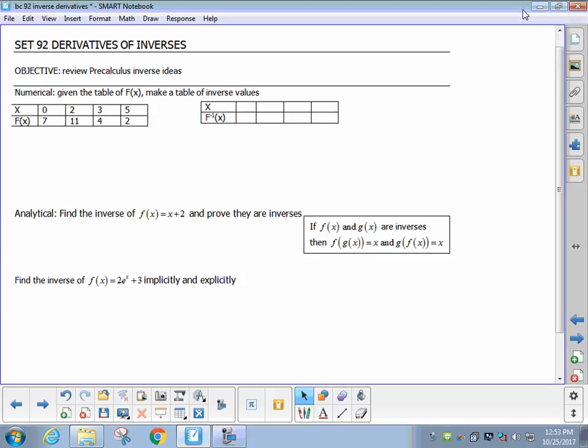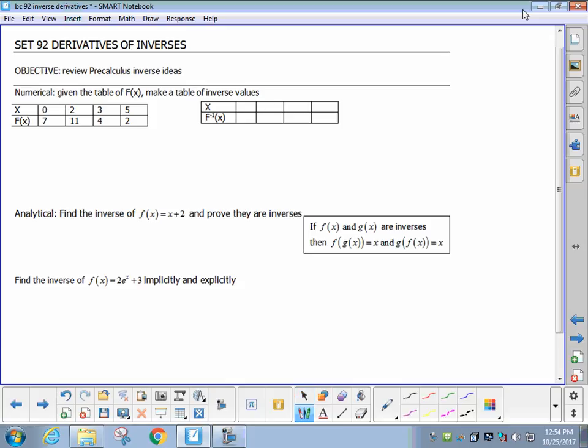So, the title, as you can see, is Derivatives of Inverses, and first a bit of review of the pre-calculus ideas. Can you make a table of the inverse in 5 seconds? Go. The order's a little weird, but it's like it's sending X to the other one. That's fine. I would do the same.